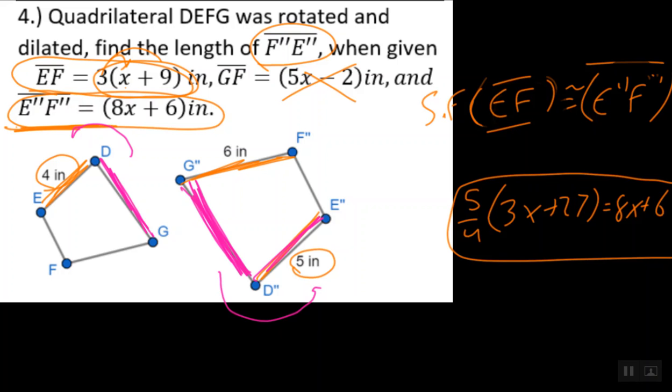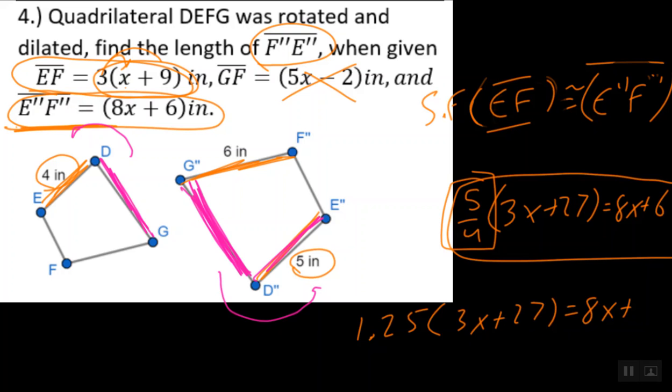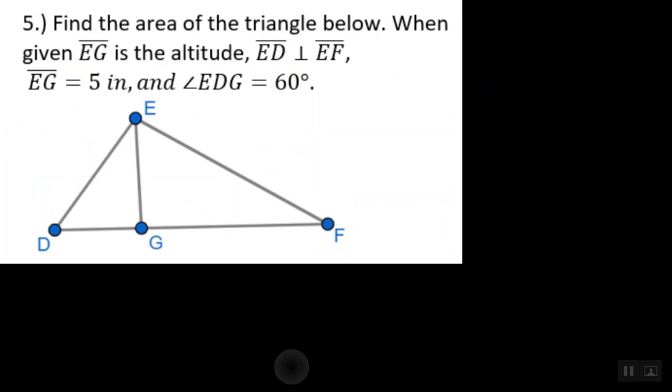Alright, now I'm going to leave y'all to solve for x here. The only thing I would encourage you to do to make your life easier is to change 5/4 into a decimal. 5 divided by 4 is 1.25, so 1.25 times 3x plus 27 is equal to 8x plus 6. I'll leave y'all to solve for that on your own. Let's go ahead and move on to our next example.